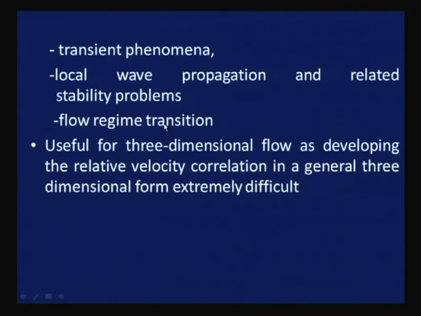And when we are having a general three-dimensional flow, naturally under that condition, the two fluid model is going to be much better than the mixture model. Why? Because for really three-dimensional cases, it is extremely difficult to develop the relative velocity correlation in a general three-dimensional form, isn't it? See, whenever we were trying to derive the drift flux model, we had derived it for the one-dimensional case. And then what we did, we incorporated C0 to account for the three-dimensional case with the supposition that C0 is not far removed from unity.